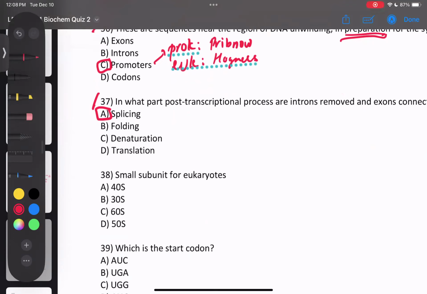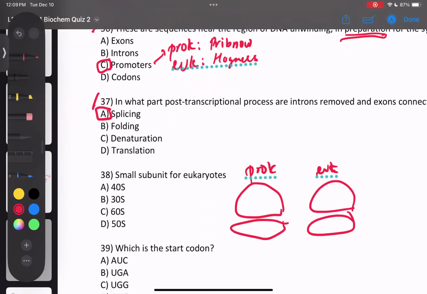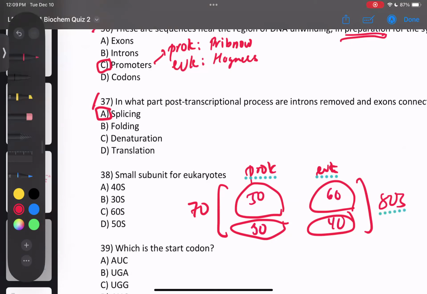Okay, so remember, diba, pag prokaryote or eukaryote, mag-iiba rin yung number ng subunit natin. So, large, small, large, small. Pag prokaryote, the entire thing is 70. The entire thing pag eukaryote is 80S. That's 50-30 pag prokaryote, 60-40 pag eukaryote. So, small subunit for eukaryotes would be 40. Ito ang large pag eukaryote, so 60. The large for prokaryote is 50. The small for prokaryotes is 30.